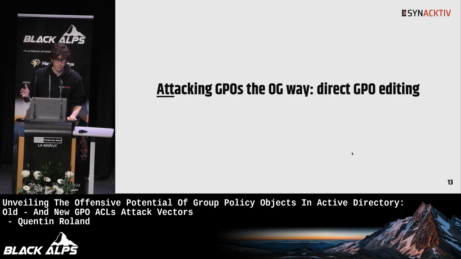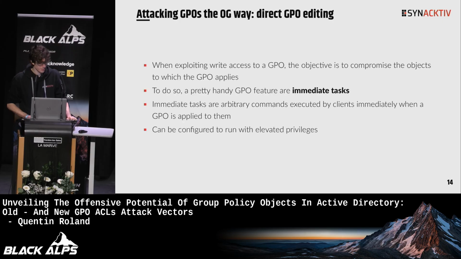So that was a quick introduction on GPO. Now that we know how they are implemented, how do we attack them? Let's assume that I have compromised a user that has write permission over a GPO. How do I exploit this to typically compromise all the objects to which the GPO applies?